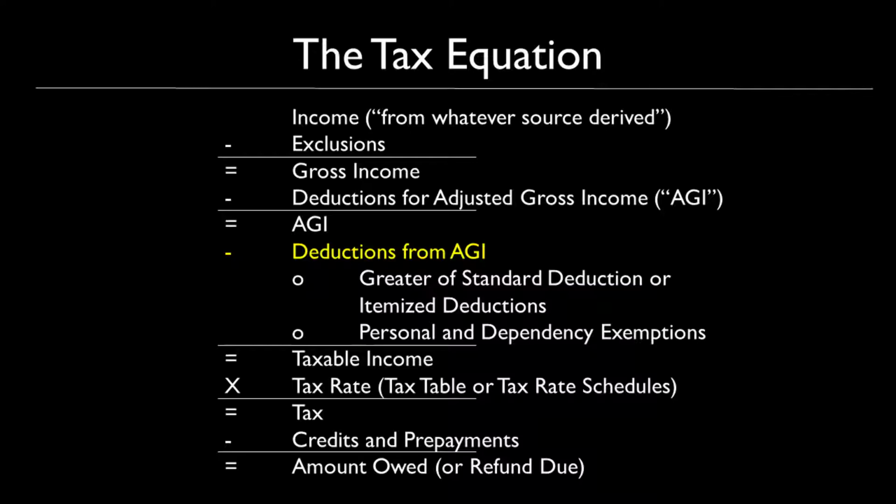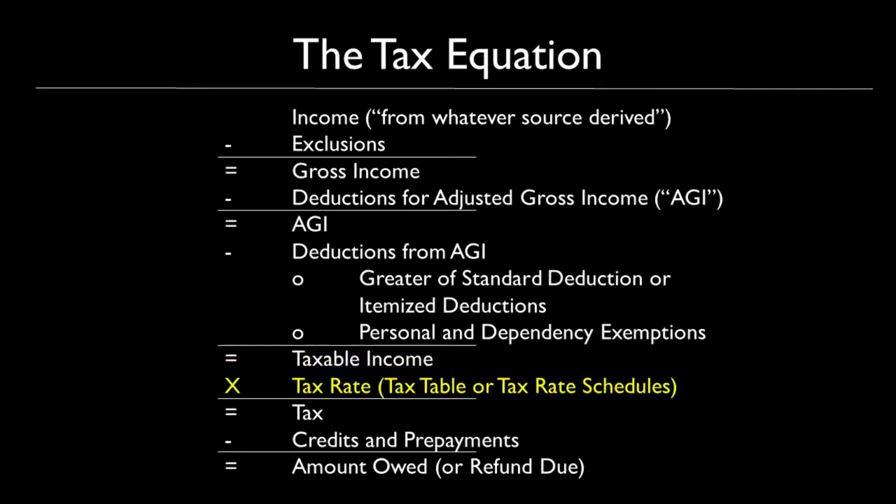Or if you don't want to try and figure out itemized deductions, you can then just take the standard deduction, or the easy deduction. And then you can also take personal exemptions and dependency exemptions if you have somebody that you can claim as a dependent. Once these deductions are removed from AGI, this leaves you with taxable income.